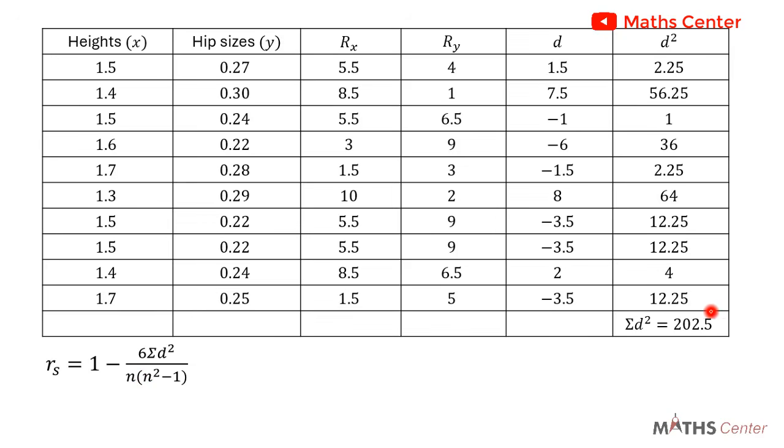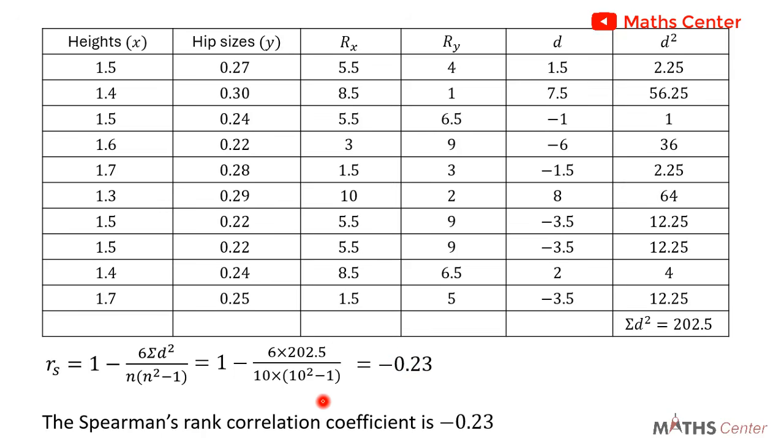We have found sigma d squared to be 202.5, and so you substitute that information here. When you do that, you have 1 minus 6 times 202.5 divided by 10 times into bracket 10 squared minus 1, and this gives us negative 0.23. So the Spearman's rank correlation coefficient for the data is negative 0.23.